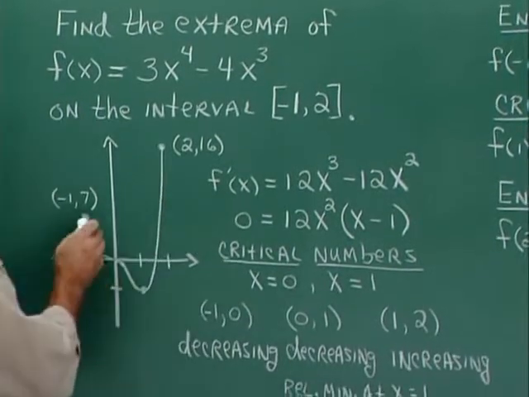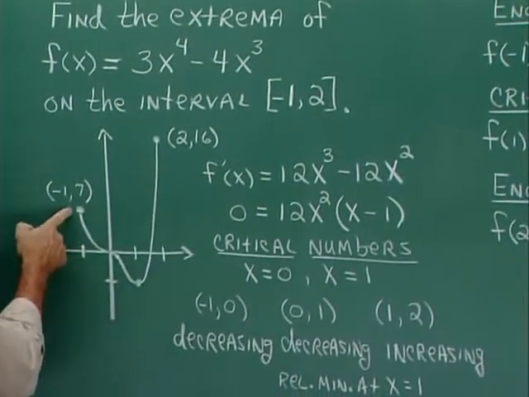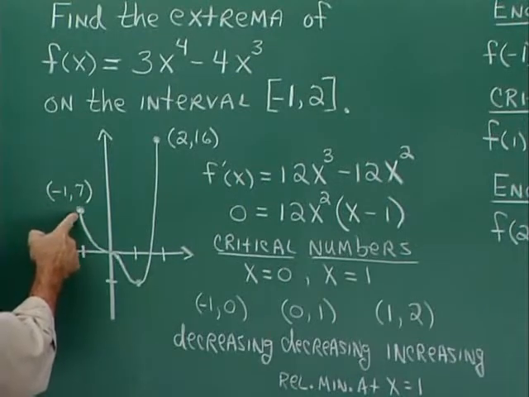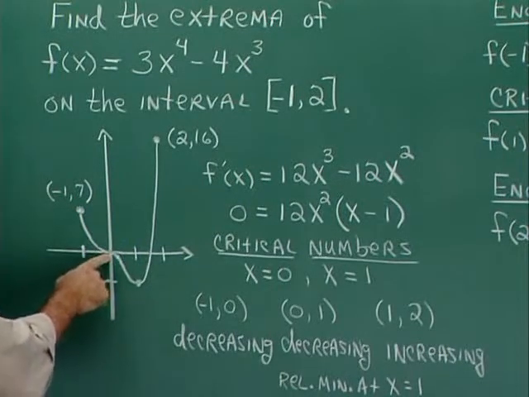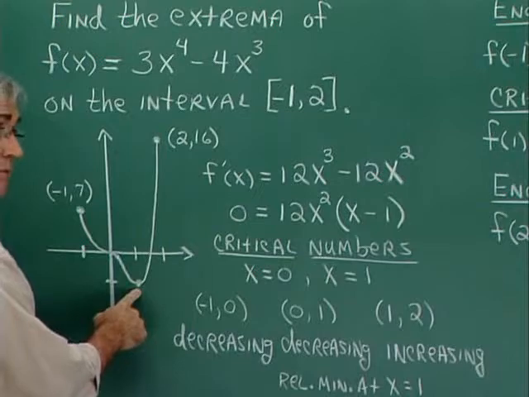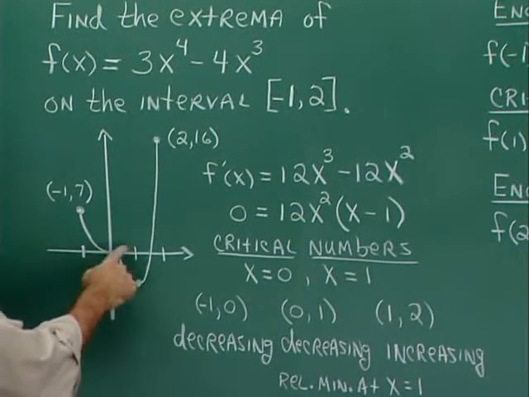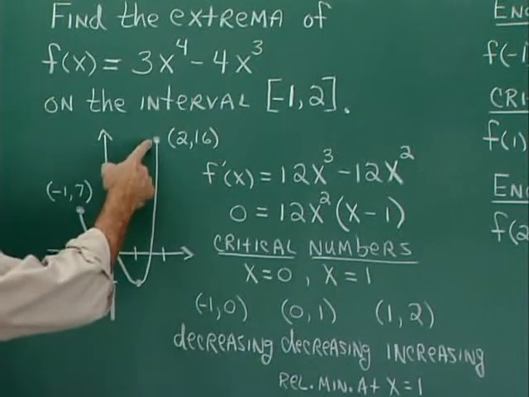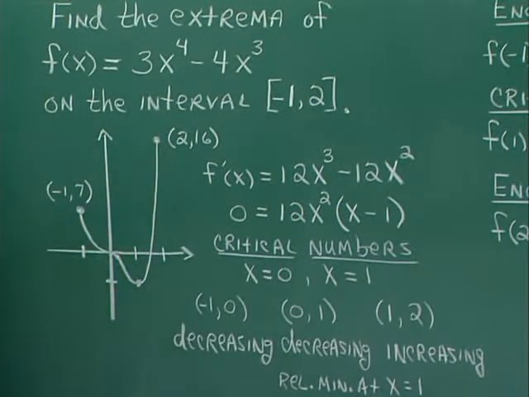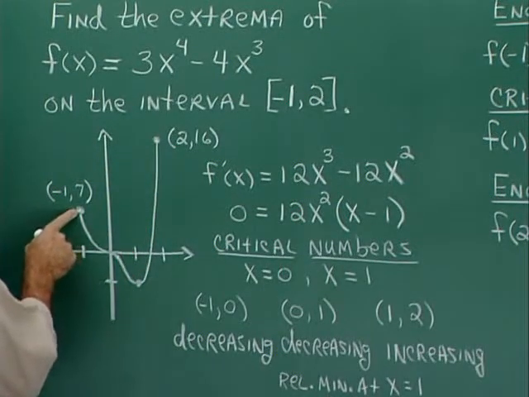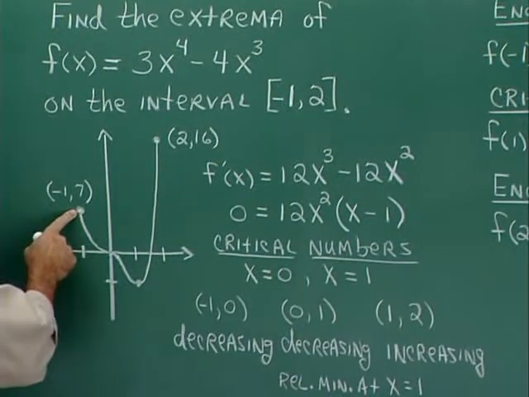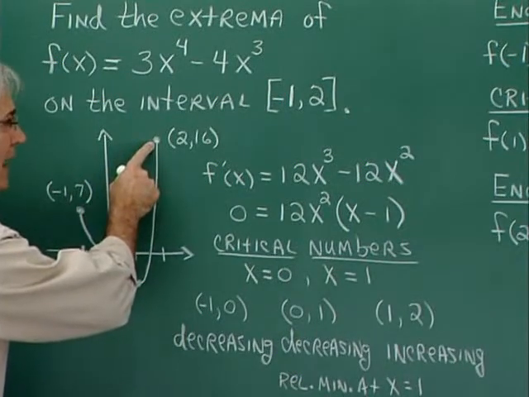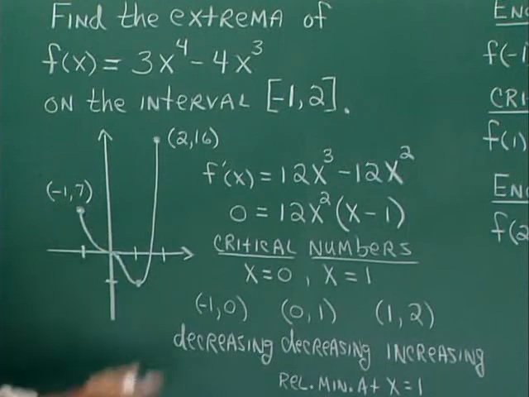Here's the graph, and notice that at the left endpoint we're at (-1, 7). And the graph kind of flattens out right here, and then it goes to an absolute minimum at this point, which is (1, -1). And then we have an absolute maximum up here at 2, 16. Now, (-1, 7) is a relative maximum, but this is an absolute maximum.